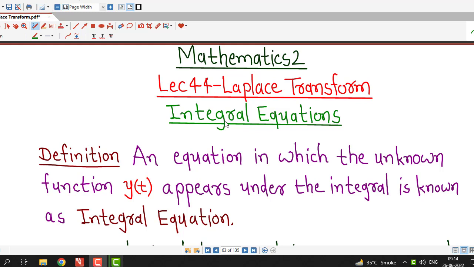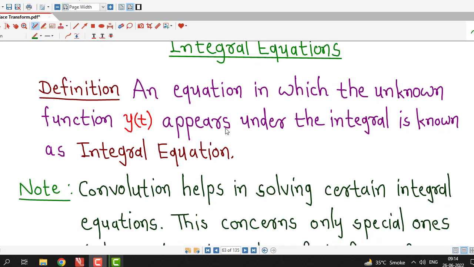In this lecture, we are going to discuss integral equations. We will see the meaning of integral equations and we will discuss how to solve integral equations of certain type using Laplace Transform. So first we understand the definition of integral equation.